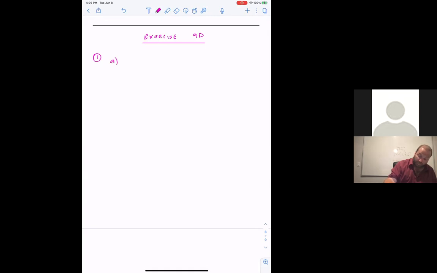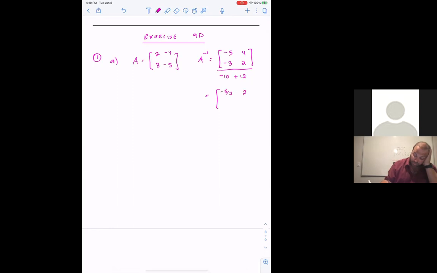So the first one, A. We have the matrix A is equal to 2, negative 4, 3, negative 5. So first, let's find A inverse. How do I do that? Again, you should be pausing and doing it yourself. The negative 5 and the 2 switch places. The 4 and the negative 3 are the opposite signs. And then we have negative 10 minus negative 12. So that means negative 10 plus 12 is 2. So negative 5 over 2, 4 over 2, negative 3 over 2, 2 over 2.